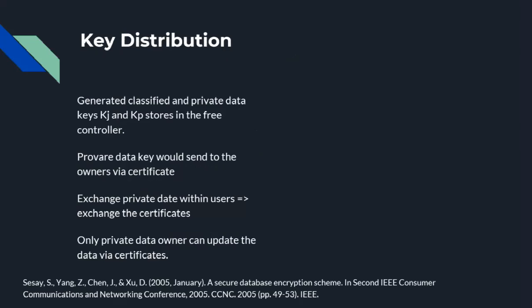Then comes key distribution. A copy of the private data key KP is sent to the owner of the private data as a form of certificate, and a request for private data should be accompanied by its certificate for the request to be honored. Subjects can exchange their certificate with others whom they wish to allow to view their private data. However, only the private data owners can request updates to private data or its certificate. Finally, in general, private data keys are refreshed more often than classified data keys, as they have greater chances of being exposed.